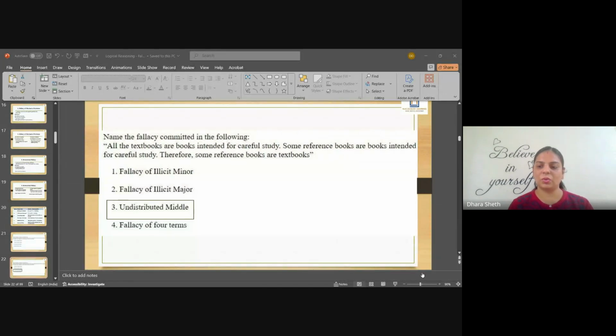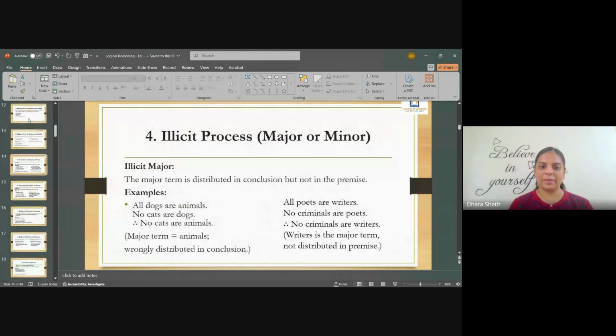Especially the ones who were a bit confused. See, I'll show you this again. I think it was because of the wrong example probably. The major term is distributed in the conclusion but not in the premise. That is illicit major. Now first you need to see whether it is distributed in the conclusion or not. Only if it is distributed in the conclusion but not in the premise, then this happens. For example, here when you say no criminals are writers, then writers is distributed here. But if it is not distributed in the conclusion, then this cannot be applied.